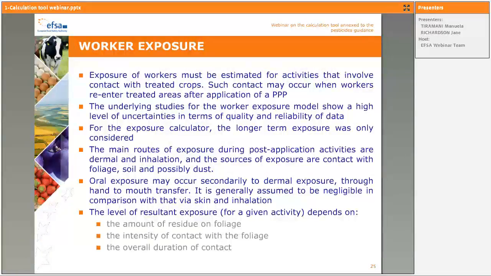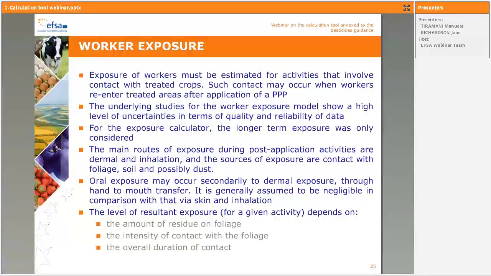With regard to the worker exposure, for those of you that are not familiar, workers can be exposed to pesticides when re-entering treated areas after the application of plant protection products. In the database we have, as well as in the calculator, we have a certain level of uncertainty in terms of quality and reliability of data.